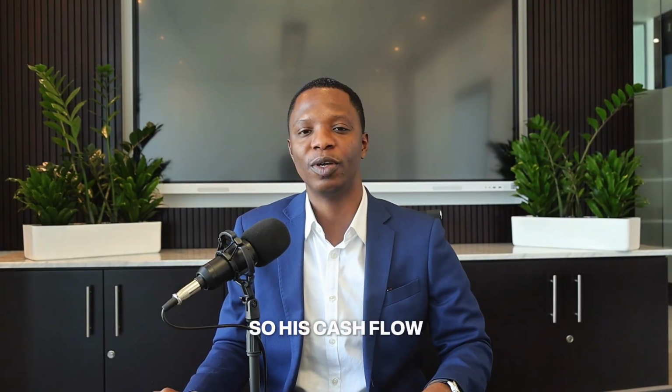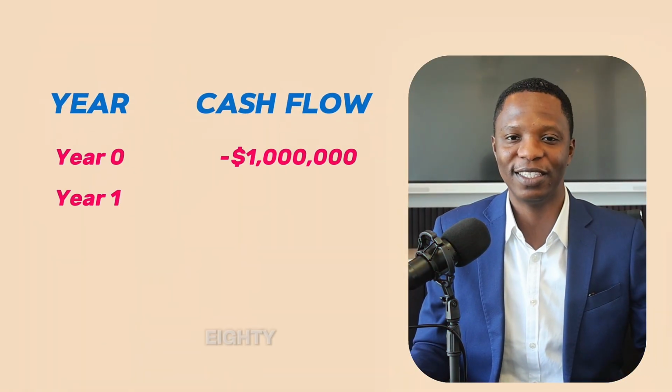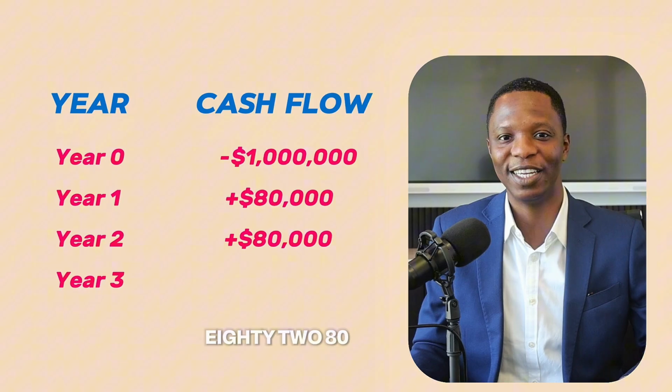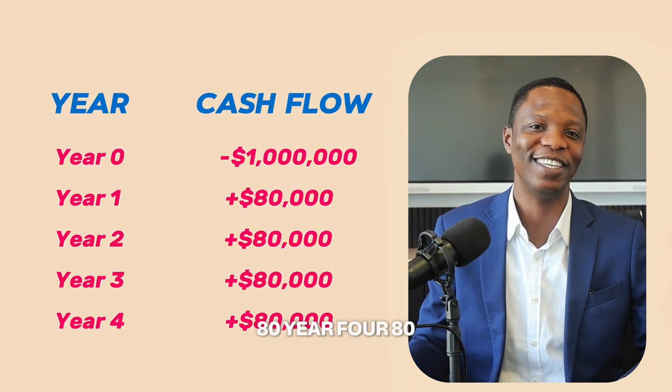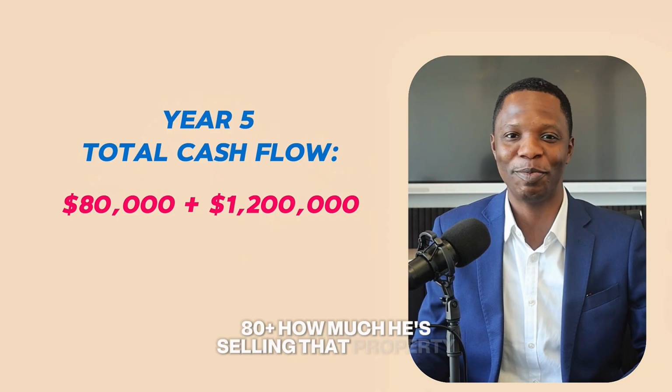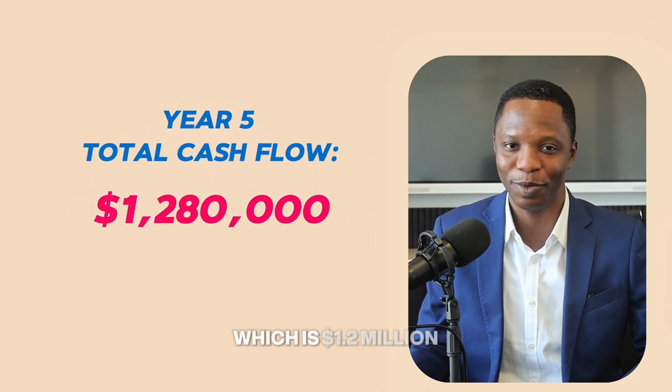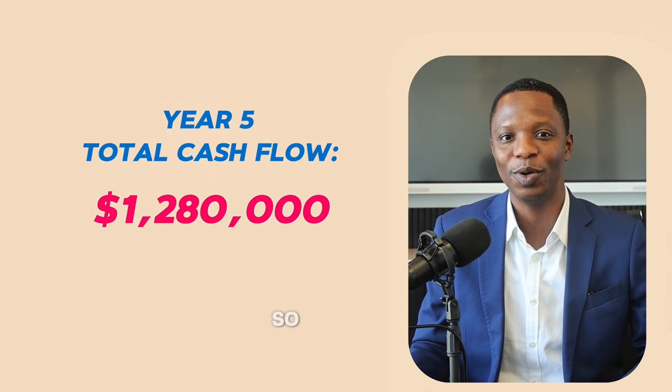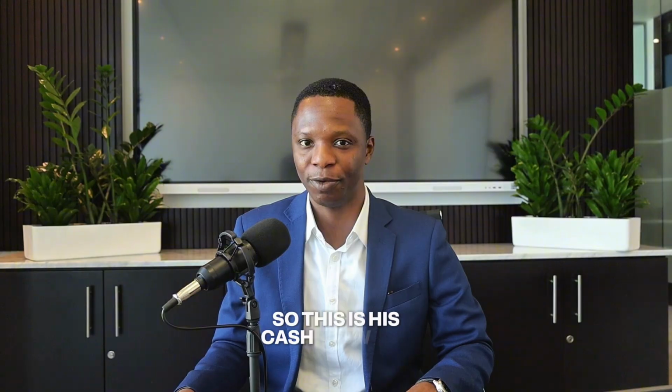His cash flow is simply year one, 80, year 2, 80, year 3, 80, year 4, 80, year 5, 80, plus how much he's selling that property for, which is $1.2 million. So this is his cash flow.